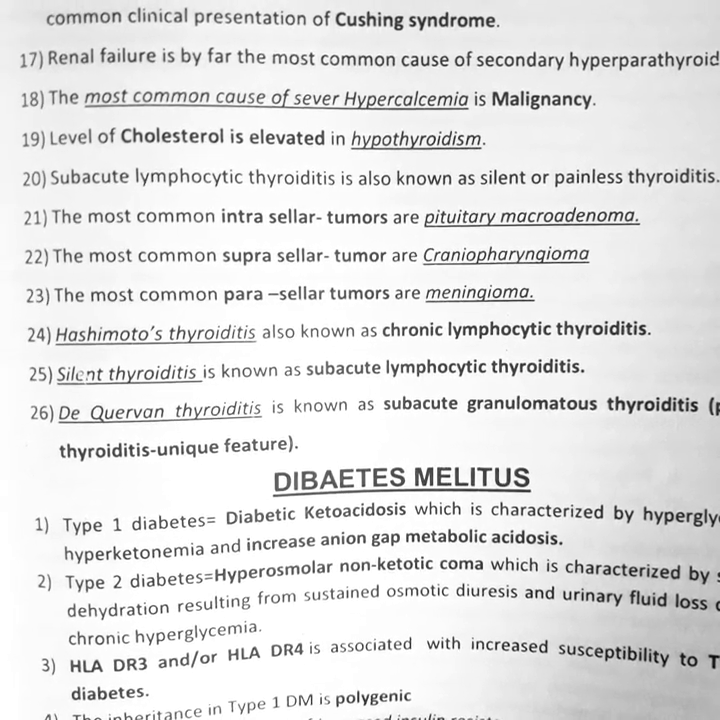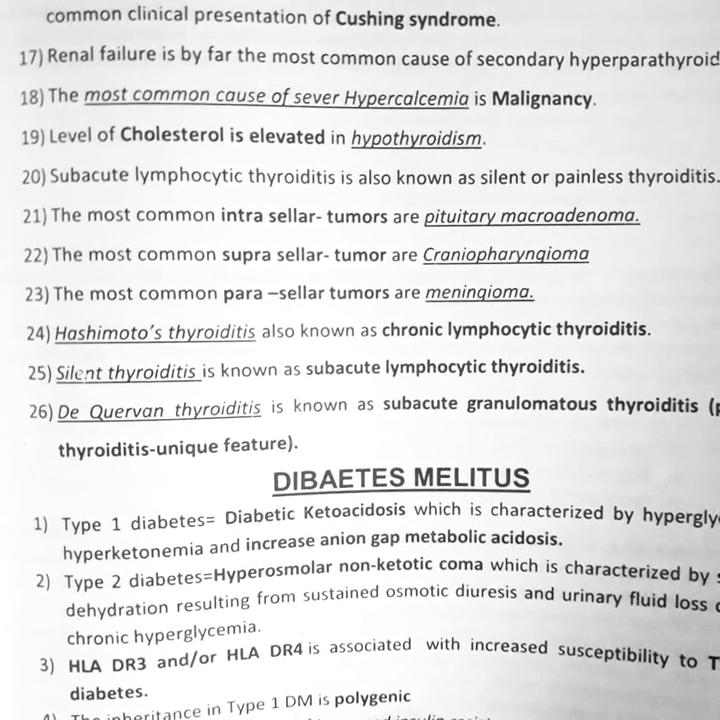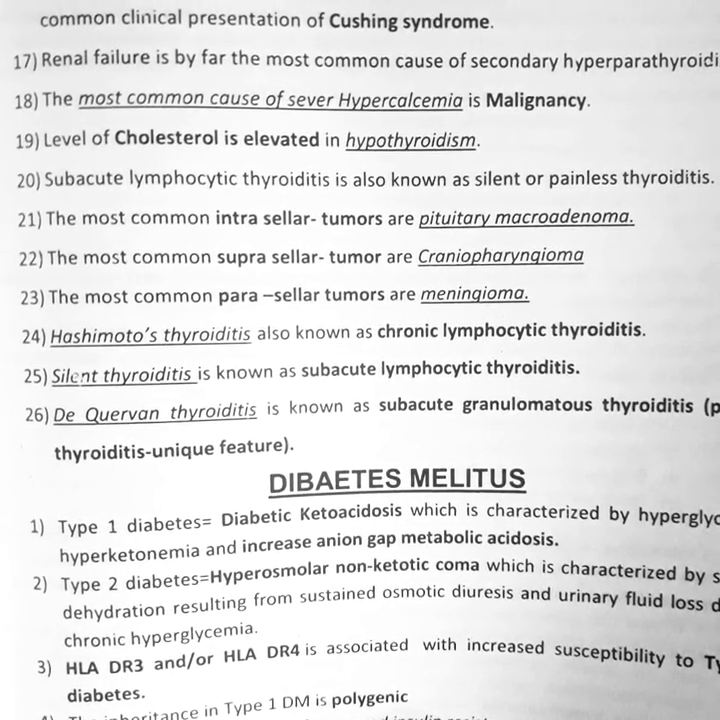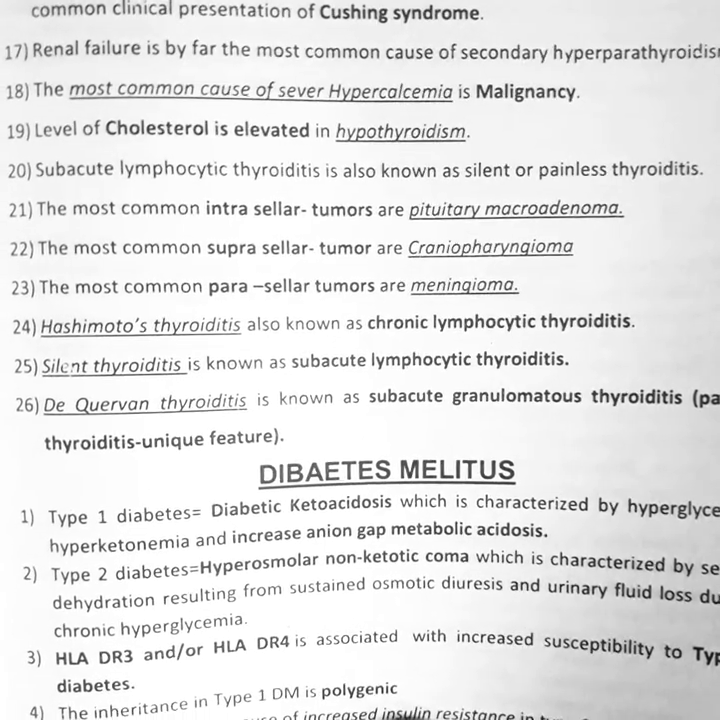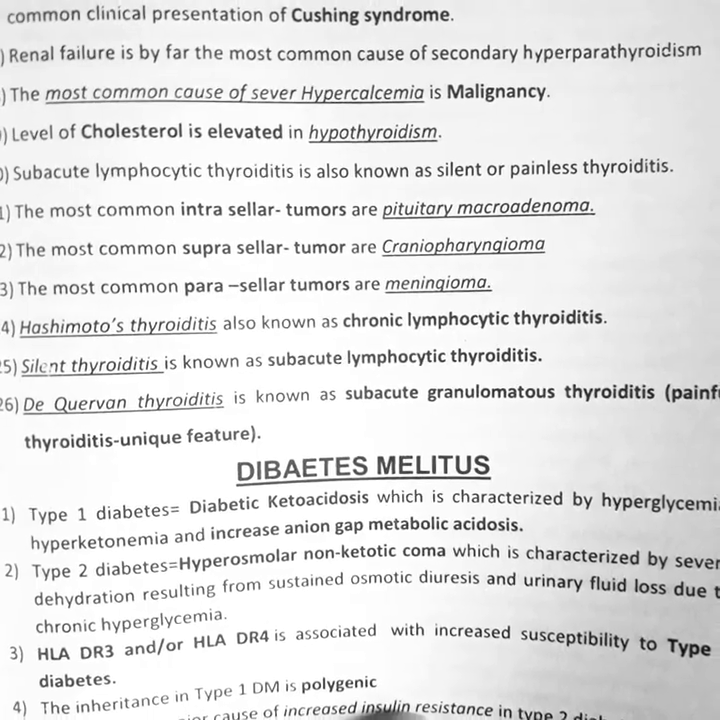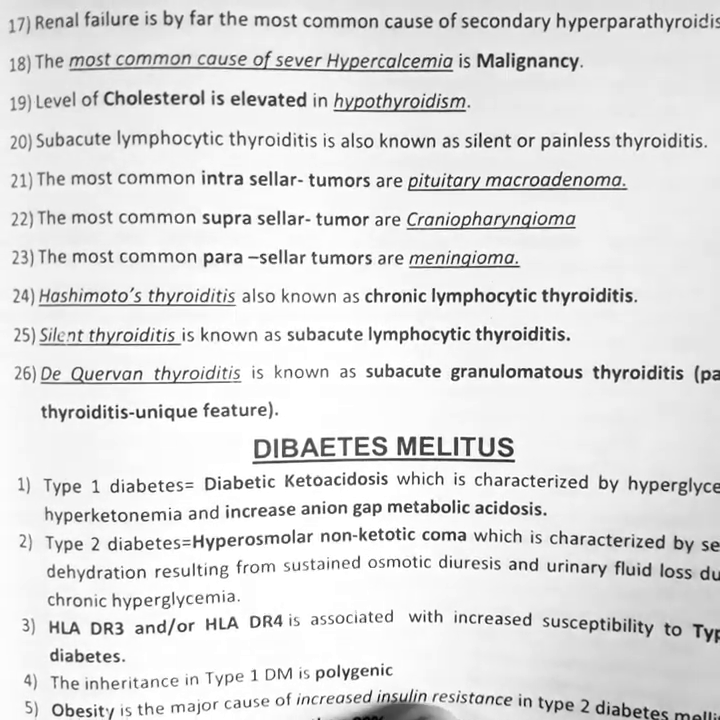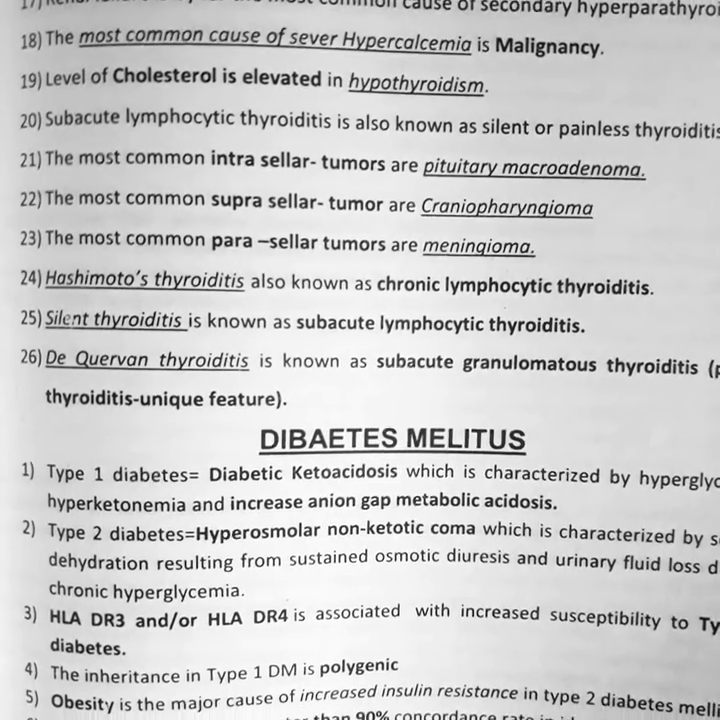Silent thyroiditis is also known as subacute lymphocytic thyroiditis. Recurrent thyroiditis is also known as subacute granulomatous thyroiditis. Painful thyroiditis's unique feature: it's painful.